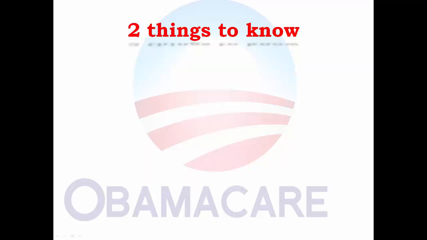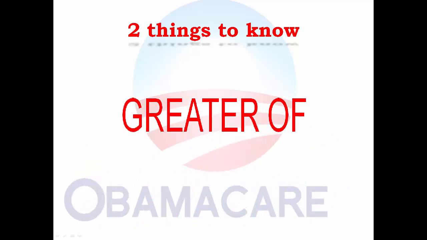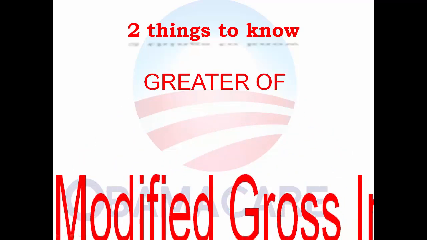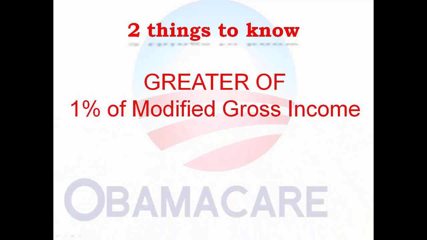Two things to know. First of all, it's the greater of 1% of modified gross income, and it's a little more detailed than that. We're going to get to that in just a second. Or a flat fee. So let's look at this 1% rule, because we're going to demystify this right now, because it's not gross income, but rather a portion. Let's see how that works.